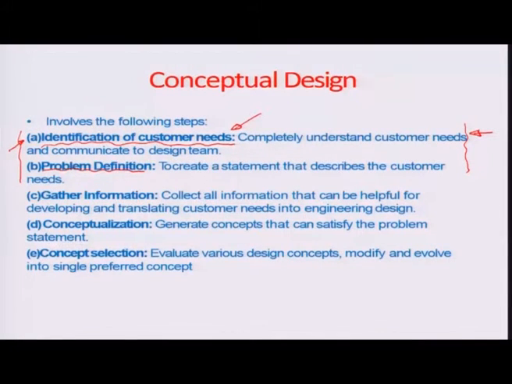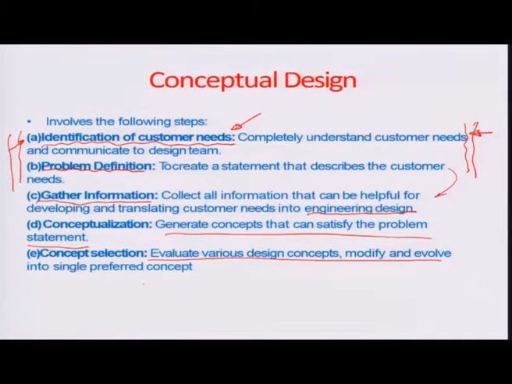Then of course, we talk about gathering all information. So, it is about all the engineering design information which is available in terms of existing intellectual property, and trying to see if we are by any chance crossing domains with any of those which are already laid out. And then finally, you generate concepts that can satisfy the problem statement which you have identified in step 1 here, and then finally evaluate various design concepts, modify and evolve into a single preferred concept which can be applied further for the product layout, the architectural planning, the more detailed specifications, the functionality mapping, etc.